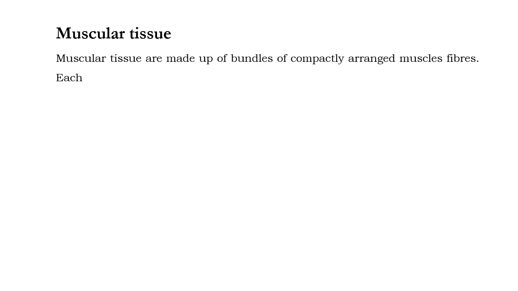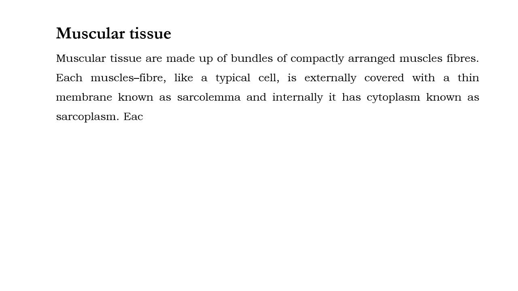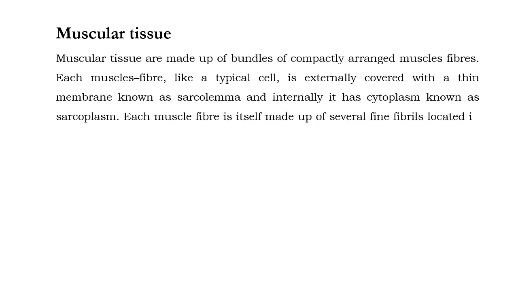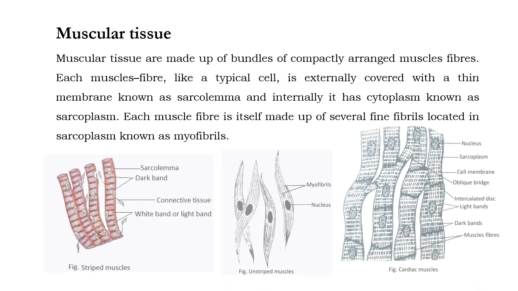Muscular tissue. Muscular tissue is made up of bundles of compactly arranged muscle fibers. Each muscle fiber, like a typical cell, is externally covered with a thin membrane known as sarcolemma, and internally it has a cytoplasm known as sarcoplasm. Each muscle fiber is itself made up of several fine fibrils located in sarcoplasm known as myofibrils. Muscular tissue includes striped muscles, unstriped muscles, and cardiac muscles.